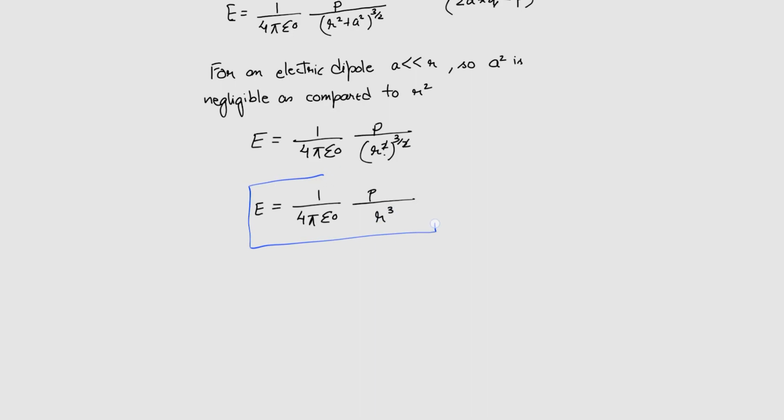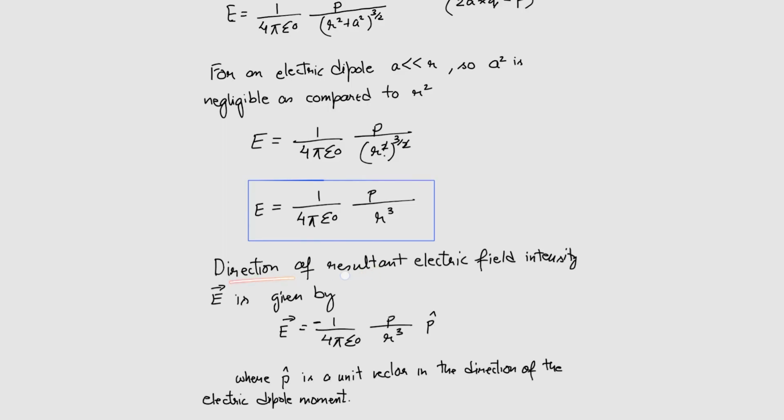This is the expression in magnitude for the electric field at a point on the equatorial line. The direction of the resultant electric field intensity is given by E is equal to minus 1 by 4 pi epsilon naught P by R cube into P cap, where P cap is a unit vector pointing in the direction of the electric dipole moment. The minus sign means the electric field is opposite to the direction of the dipole moment.